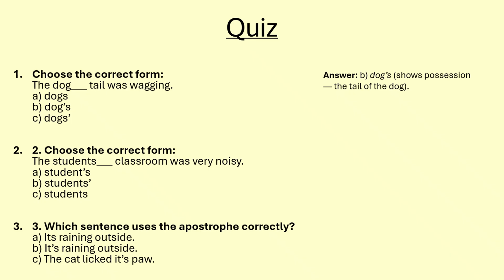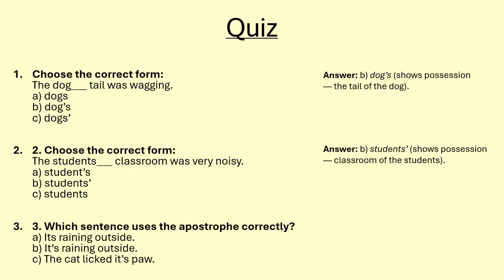Choose a correct form from the second one. The students' classroom was very noisy. Now we can assume that there's more than one student in the classroom, so the apostrophe therefore goes after the final S. So we've got more than one student, so we've got the apostrophe after the S. This shows possession of the classroom belongs to the students, more than one student.